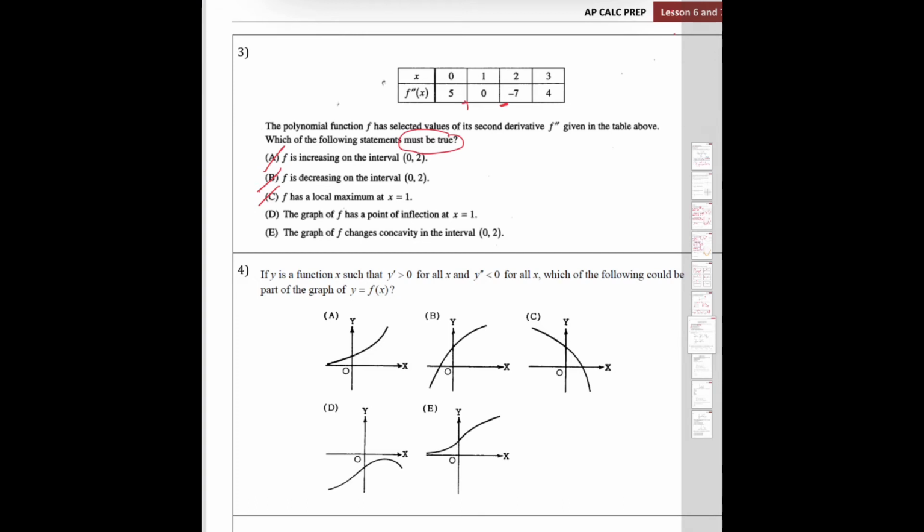So you're looking for the less specific choice. So look at choice E. It's saying the graph of f changes concavity on the interval from 0 to 2. So if you look at from 0 to 2, it is going from positive to negative. It's hitting 0. The sign change is happening. So somewhere around that, we don't know when, but somewhere around that, it is changing concavity.